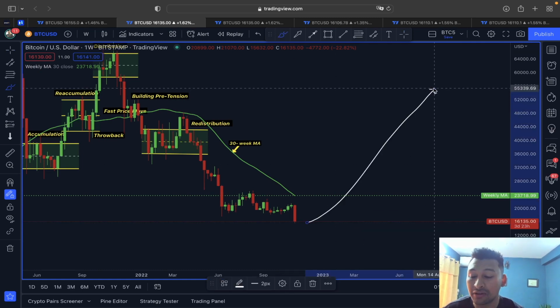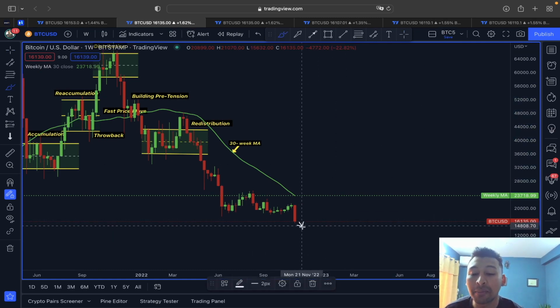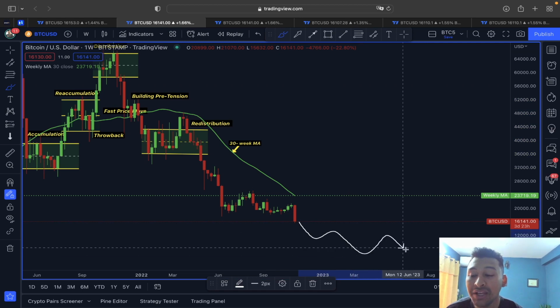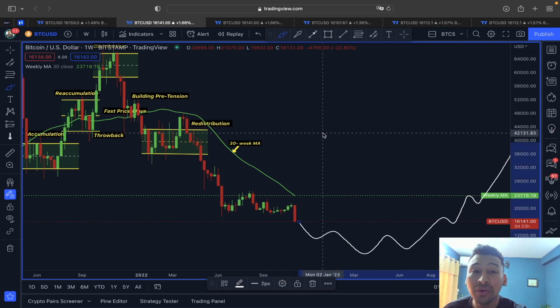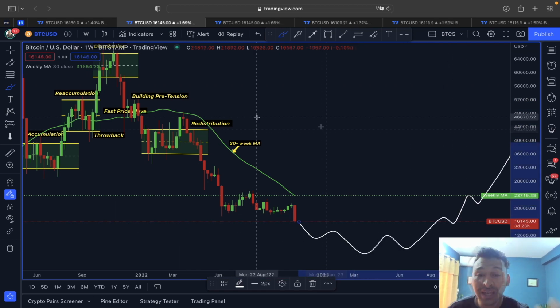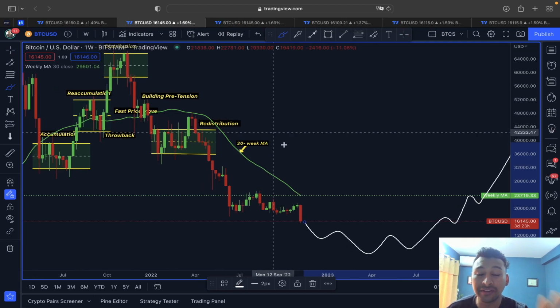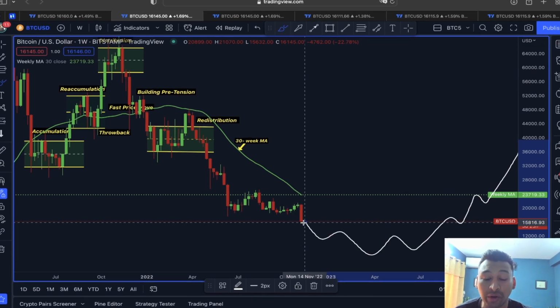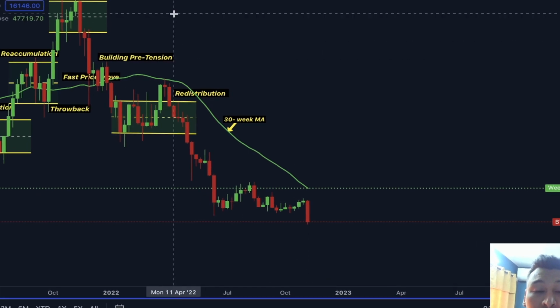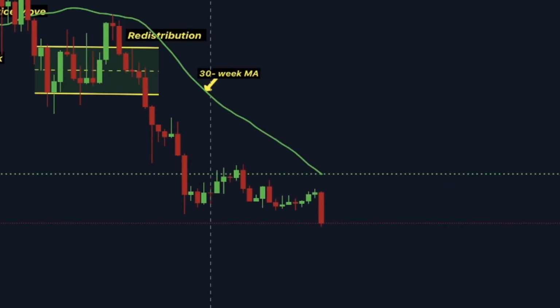For an actual Markup phase, first we need a proper accumulation phase, and then a new Markup phase could be expected. Now what I'm trying to say here is that even after this retracement, what we are witnessing right now in the price action of Bitcoin, the market might not have bottomed yet.